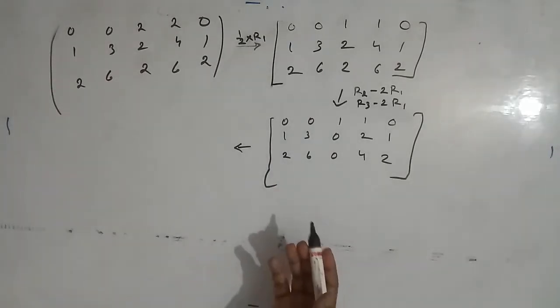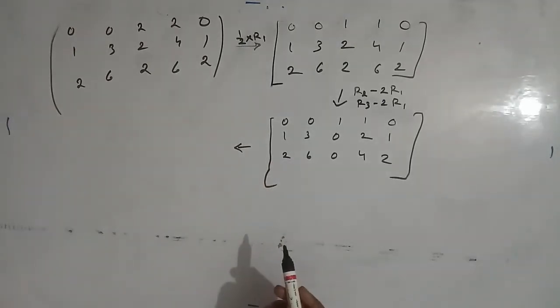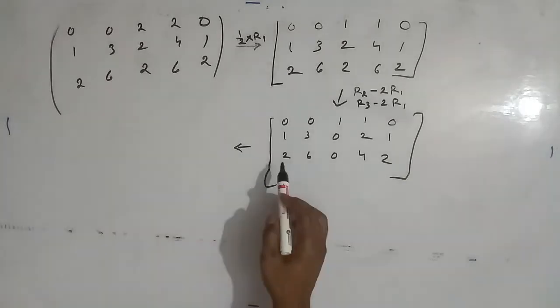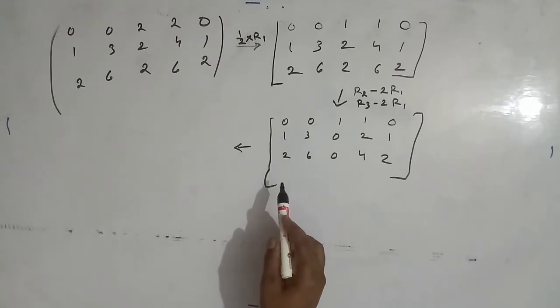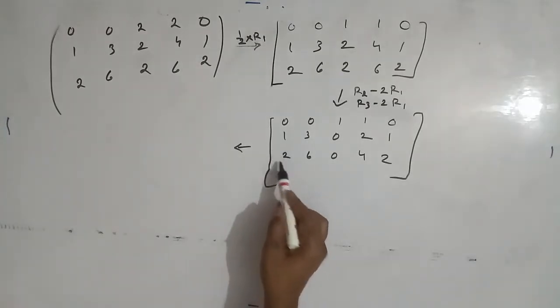Okay, now the leading element of the second row is already 1, so we do not have to make this one, it is already 1, and this is contained in the first column, so the remaining elements should be 0, so it is already 0, it should be 0.